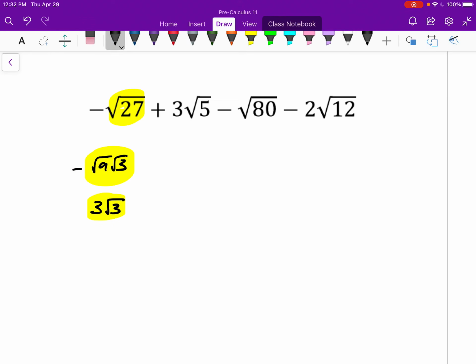Keep in mind, there's a negative in front of this. OK, next, 3 root 5. 5 is a prime number. There's nothing more I can do to that, so I'm just going to copy that down. Plus 3 root 5.